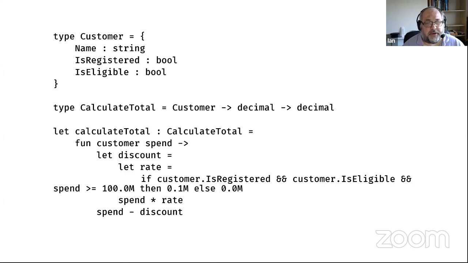We've got a simple inner function in there that works out the discount, and we just calculate the rate. If they're registered and they're eligible and they spend greater than 100, then the discount is 10%, otherwise it's zero. Then to work out what the discount is, we multiply the rate by the spend. And to work out what the total is in the end, we take the discount away from the spend. Relatively simple.